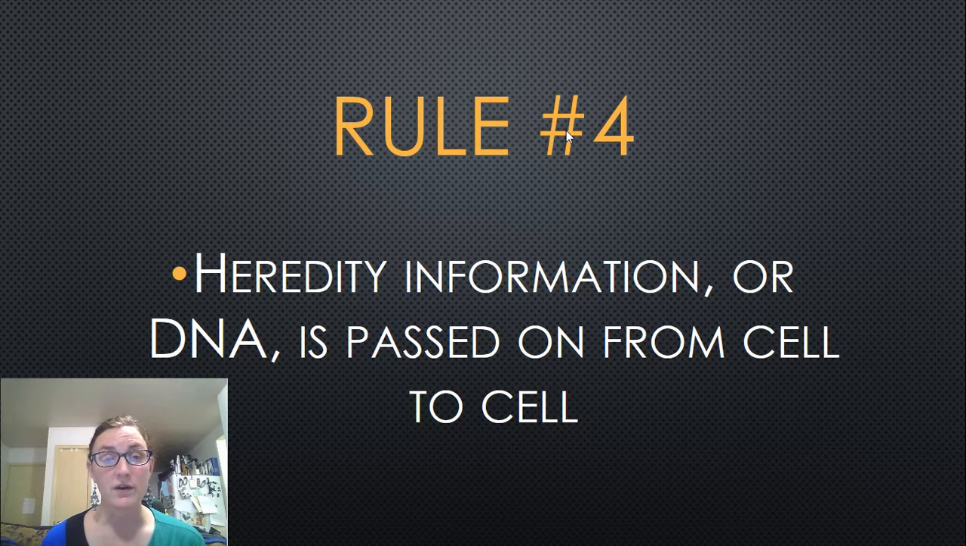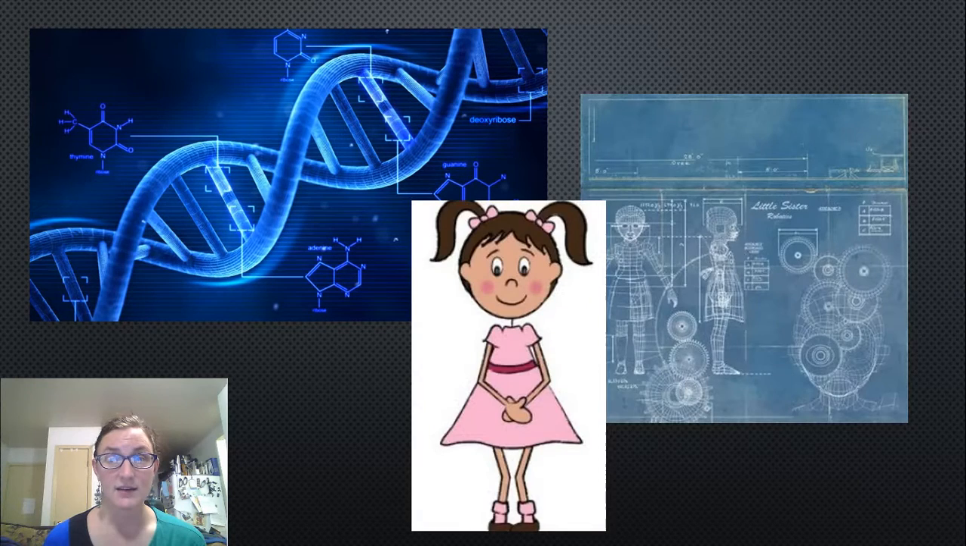Rule number 4, hereditary information, or DNA, is passed from cell to cell. So DNA is the blueprint or the directions of how to build the organism in question. Now, if an organism doesn't have DNA, it's not considered a cell. So you have the DNA, that's the blueprint that makes the little girl. And since it has DNA, it is a cell.